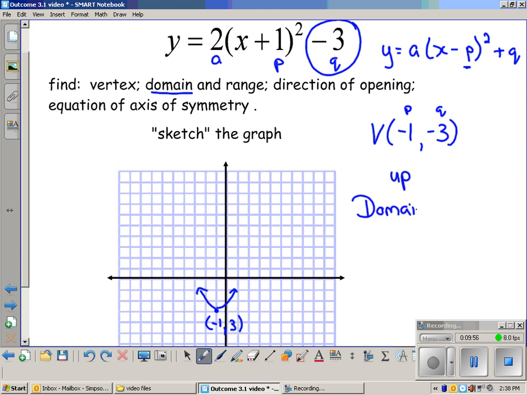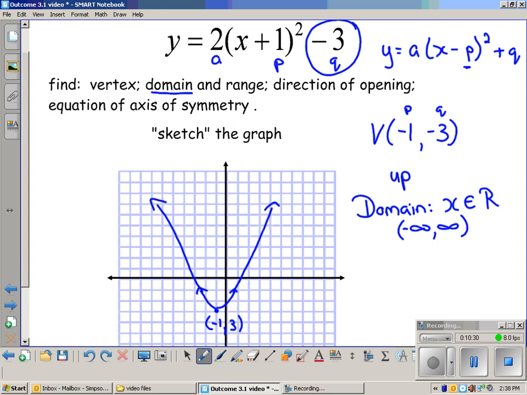Recall that the domain is all values that x can be. These arms of the parabola will continue going in this direction and getting wider and wider, eventually encompassing all of our x-axis. So that means that x can be any real number, so I can write it as x can be an element of R, or if I'm writing it in interval notation, negative infinity to positive infinity.